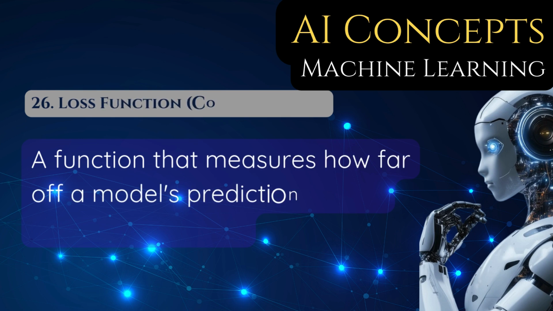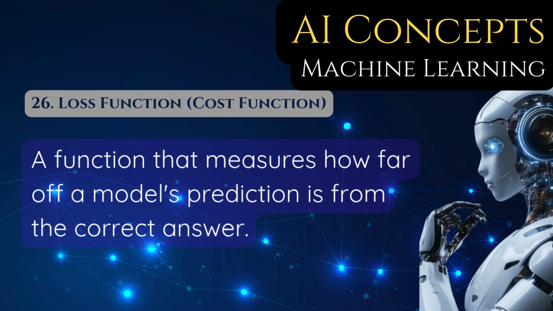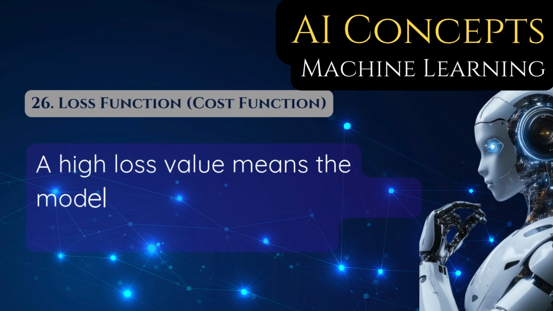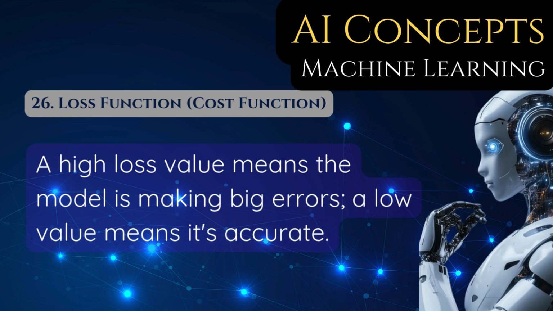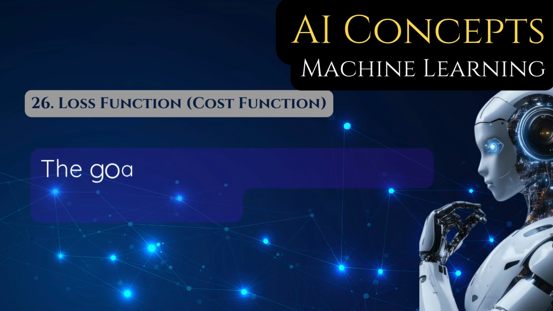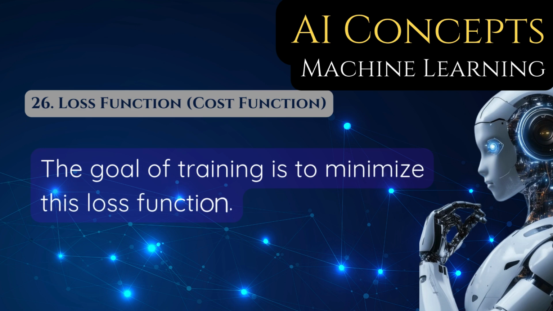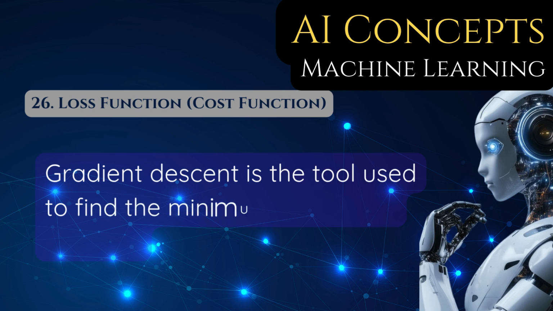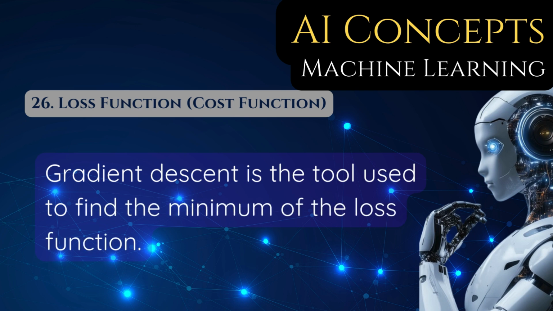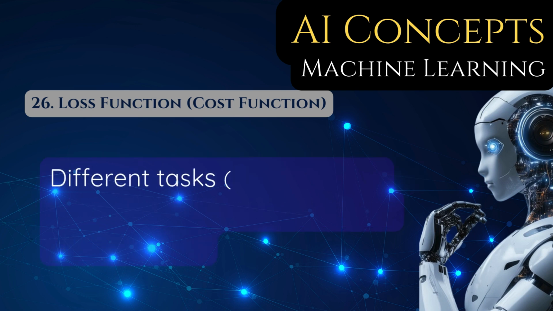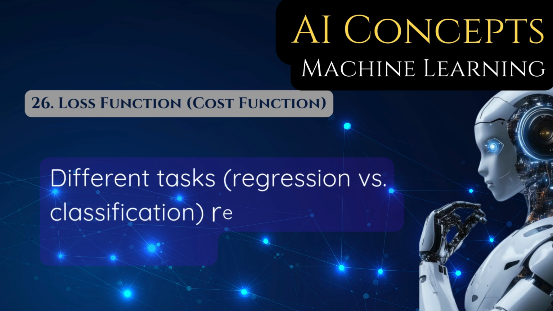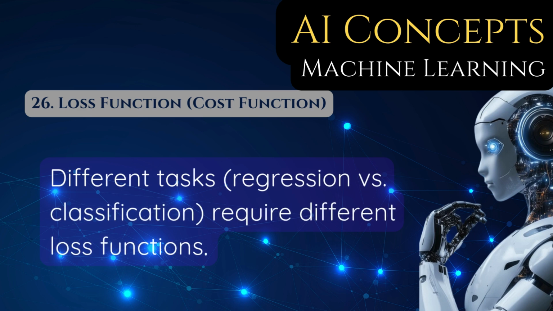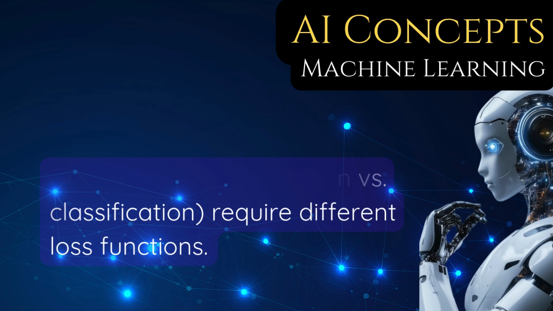26. Loss function, or cost function: a function that measures how far off a model's prediction is from the correct answer. A high loss value means the model is making big errors. A low value means it's accurate. The goal of training is to minimize this loss function. Gradient descent is the tool used to find the minimum of the loss function. Different tasks, regression versus classification, require different loss functions.